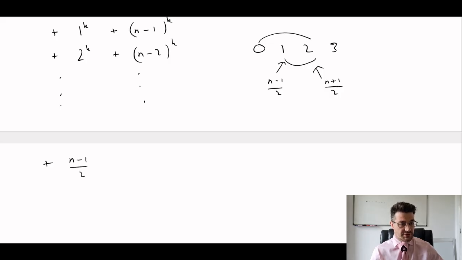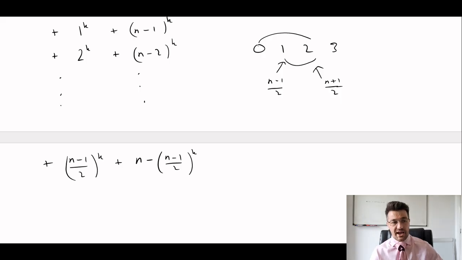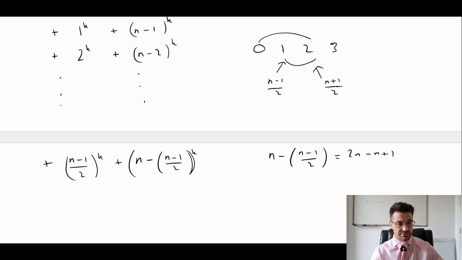n minus 1 over 2 to the power of k plus, and rather than n plus 1 over 2, I'm going to write it as n minus n minus 1 over 2 to the power of k. And since n is an odd number, n minus 1 is going to be an even number, so n minus 1 over 2 is going to be an integer. You can verify that n minus n minus 1 over 2 is equal to 2n minus n plus 1 over 2, which is n plus 1 over 2. So this effectively is equivalent to n plus 1 over 2 to the power of k, if there was any doubt.